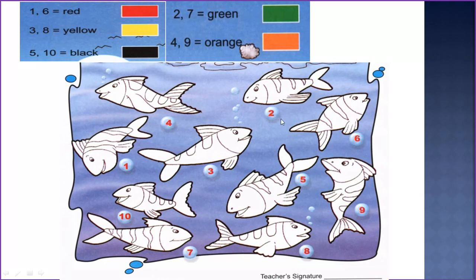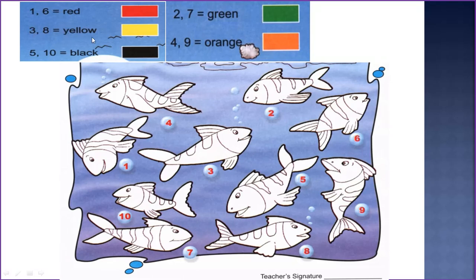Okay, where is the number 2 fish? Yes, this is the number 2 fish. And where is the number 7 fish? Yes, very long big fish, number 7. Okay, now number 2 and 7, which color do you do? Yes, green color. You have to do green color in these fish, number 2 and number 7.